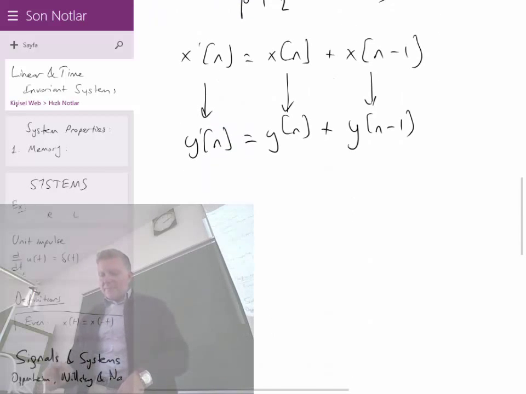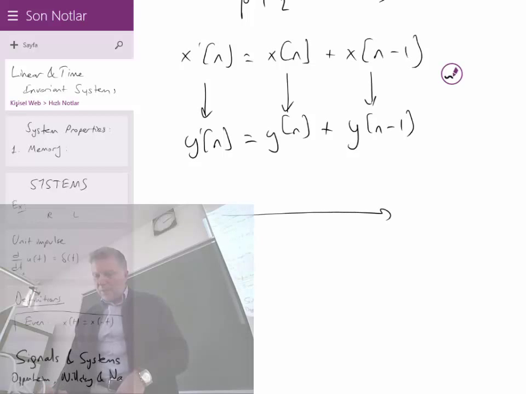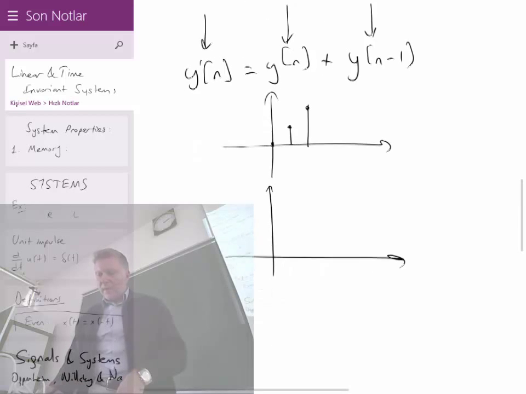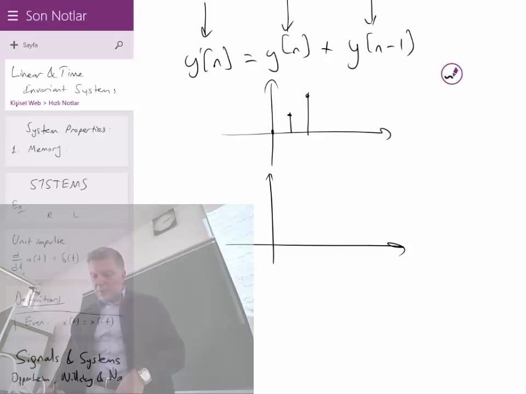What was y of n? Y of n was this. What was y of n minus 1? It is one shifted version. So at 0 and 1 it is zeros. At 1 it's a 1. Sorry, at 2 it's a 1. At 3 it's a 2.